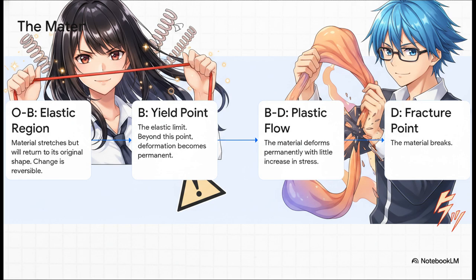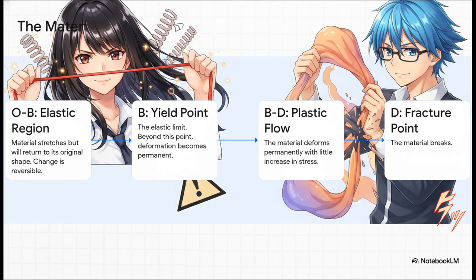From point O to B, we're in the elastic region. It's a nice straight line. Stress is proportional to strain. If we let go anywhere in here, it bounces right back. But then it hits point B, the yield point. This is the point of no return. Past this, any stretching is permanent. We're now in the plastic region.